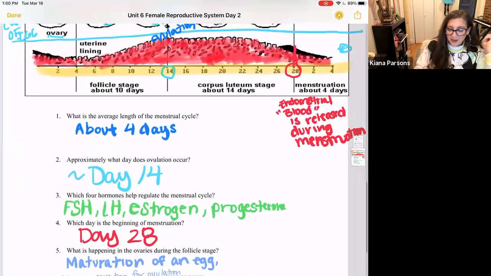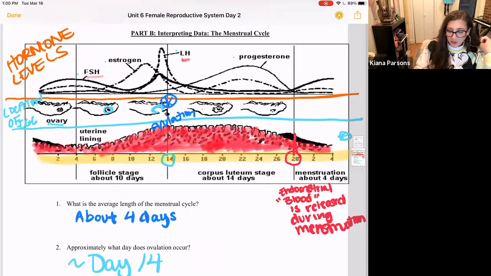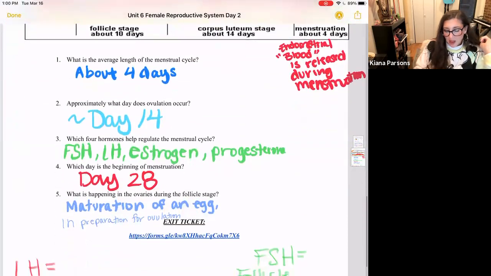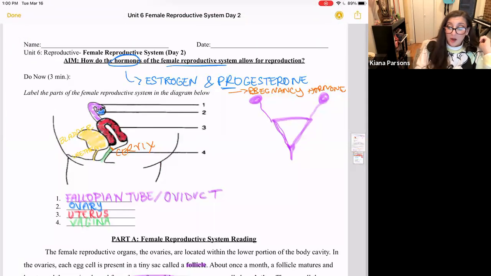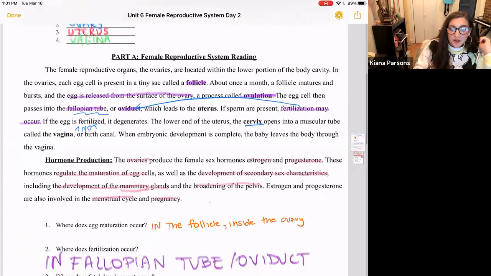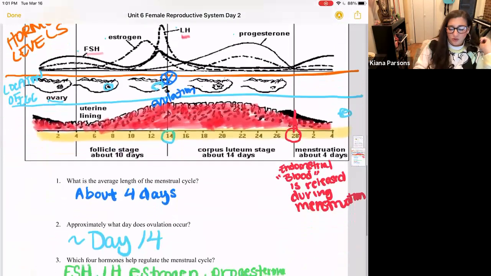So I know some people who had taken living environment before mentioned that these diagrams are really complicated. So I hope that we were able to decode it a little bit in this video. Today's aim was, how do the hormones of the female reproductive system allow for reproduction? We talked about two hormones primarily: estrogen, which is the main female hormone that controls the development of female secondary sex characteristics and ovulation, and also progesterone, which is the pregnancy hormone. We took a look at a diagram of the female reproductive system and read a bit about it. And then we examined the data from the menstrual cycle.